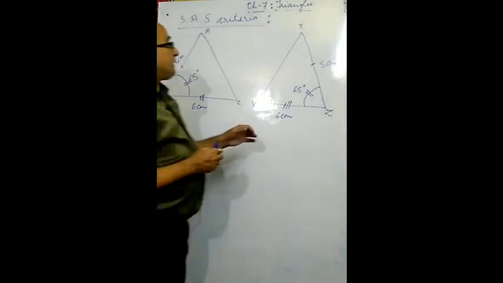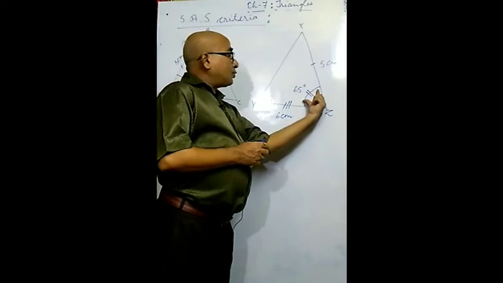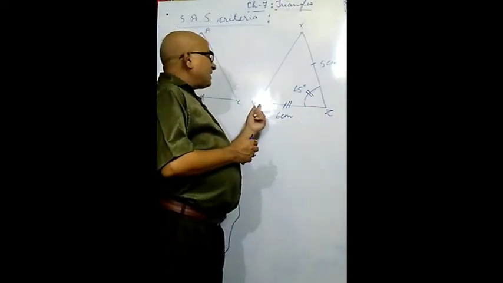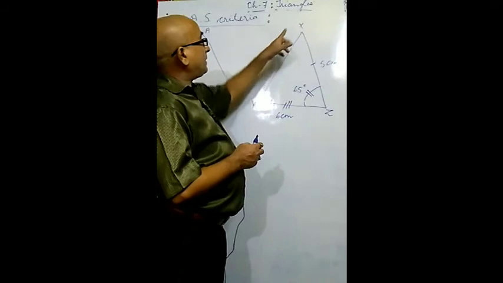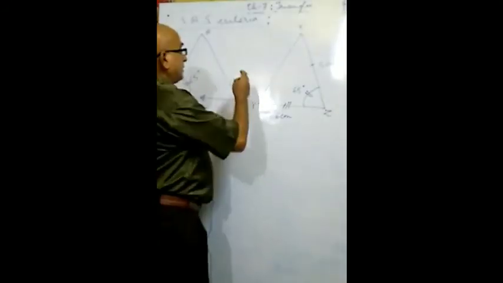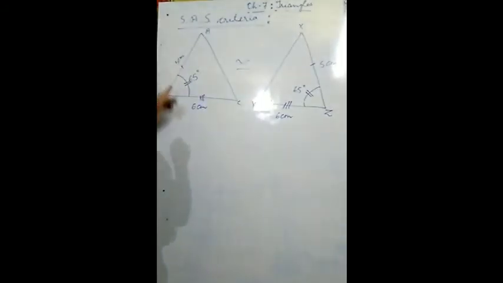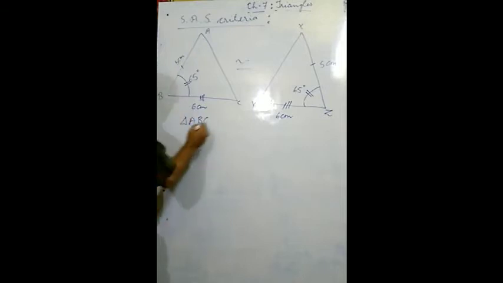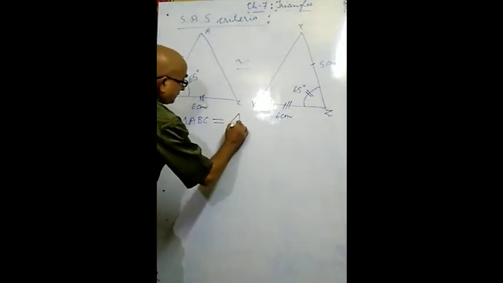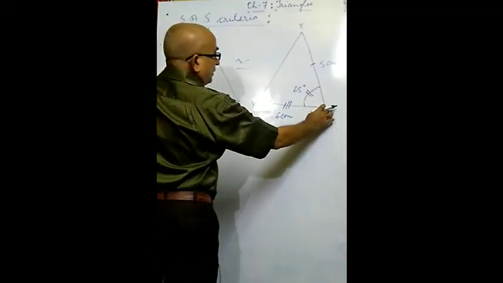See how it is possible. Covering 5 centimeter, going to 65 degrees and covering 6 centimeter. So what would the name of this triangle be? XZY. Now both the triangles are congruent. Which triangles are congruent here? The name of this triangle is triangle ABC. Triangle ABC is congruent to which triangle? The same track should be there: XZY.